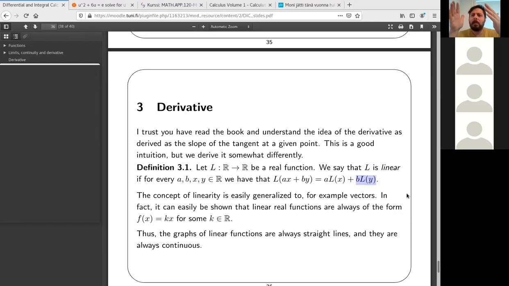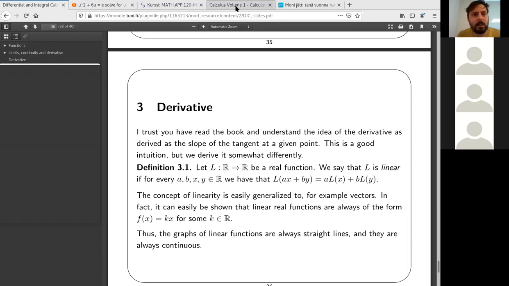It's really important. But then when we talk about real numbers, in fact, all linear functions are simply multiply X by some constant. And you can check that it's definitely linear in that case. So this way, graphs of linear functions are always straight lines. So this ties the concept of linearity to the idea that we are looking for a certain straight line.